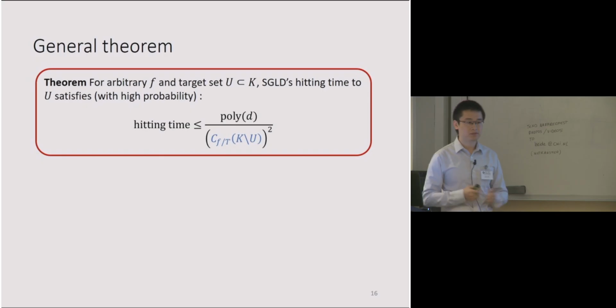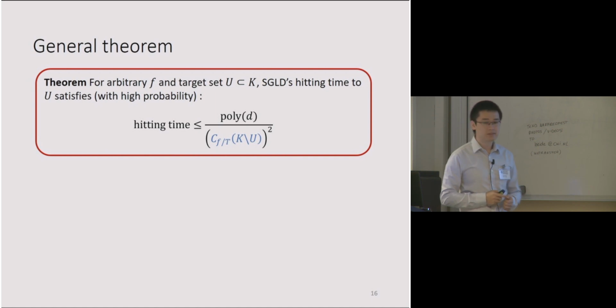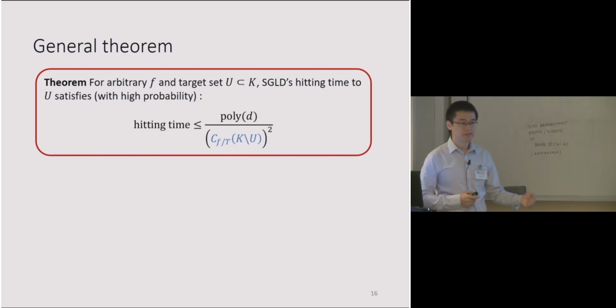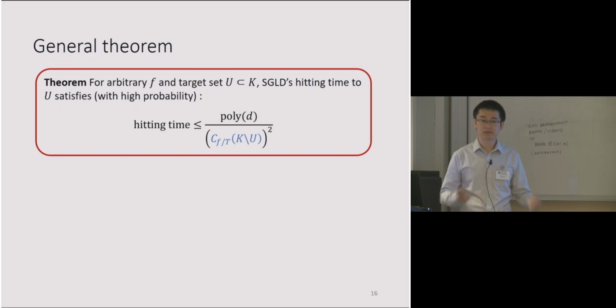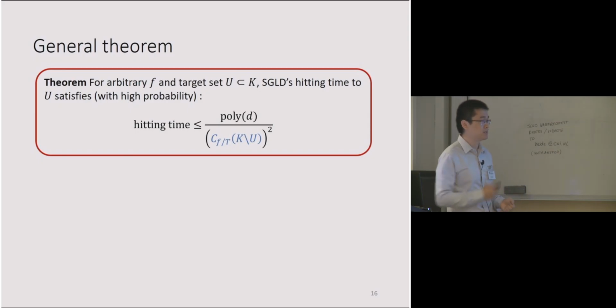At this point, we're ready to present a general upper bound on the hitting time. For an arbitrary function f and arbitrary target set u, the general theorem says that the hitting time depends inversely on the following restricted jitter constant. From the previous slide, we know that the restricted jitter constant measures the efficiency of escaping the complement set of u. And in fact, escaping the complement set of u is equivalent to hitting u. So it's easy to understand why the inverse of this quantity is a measure of the number of iterations the algorithm needs to hit the target set.